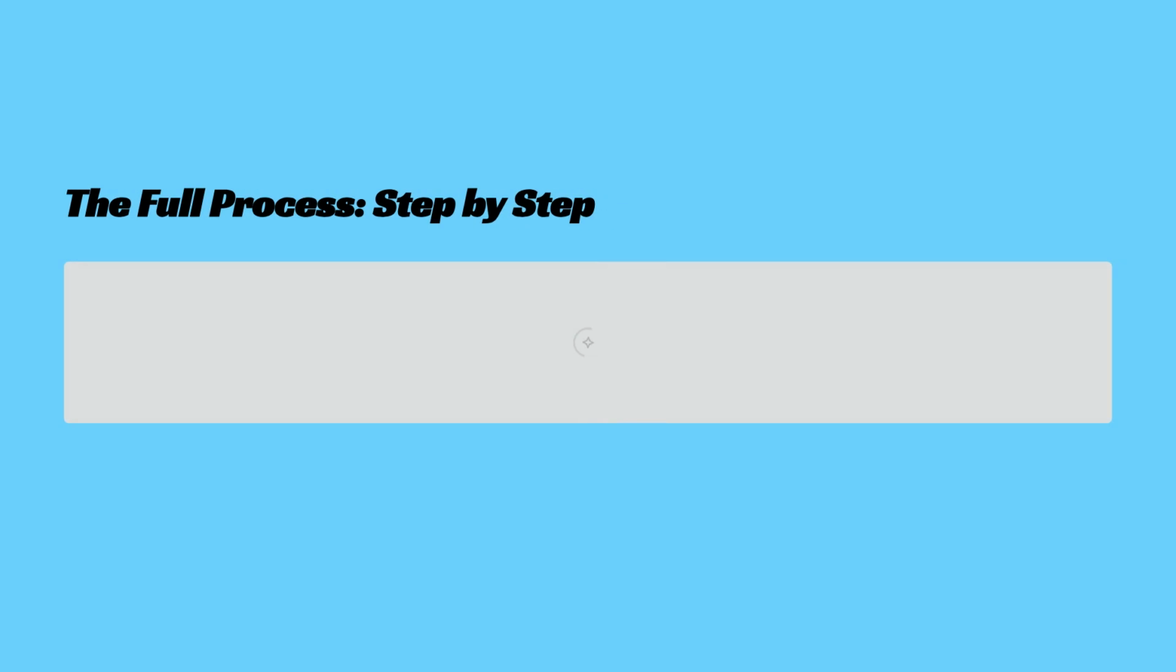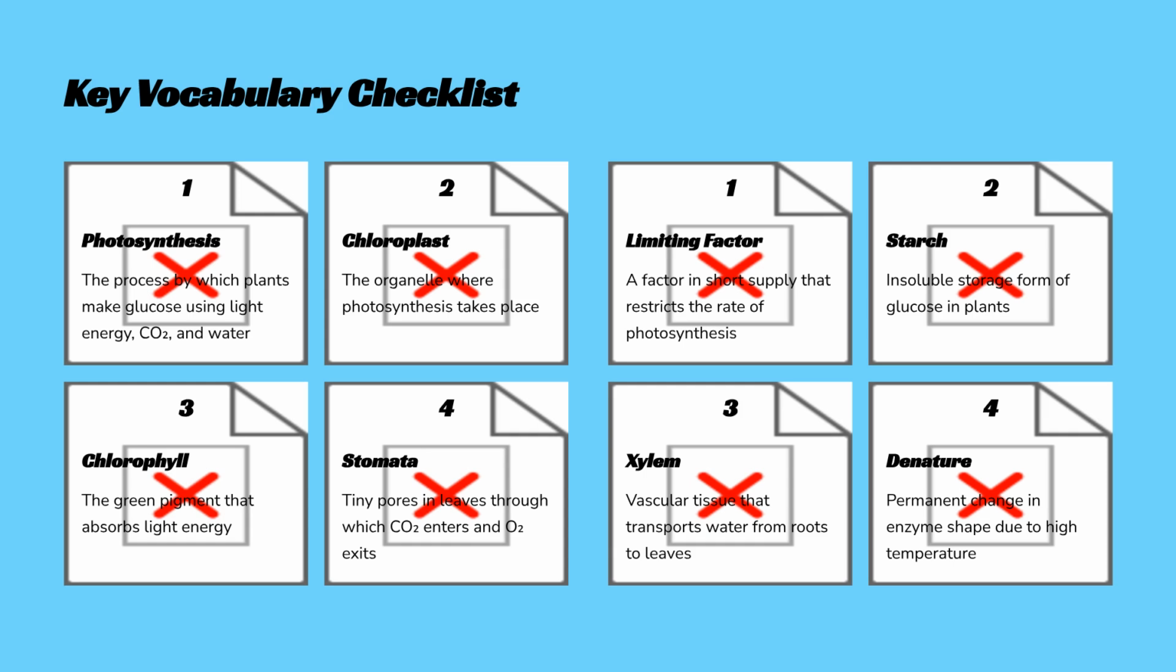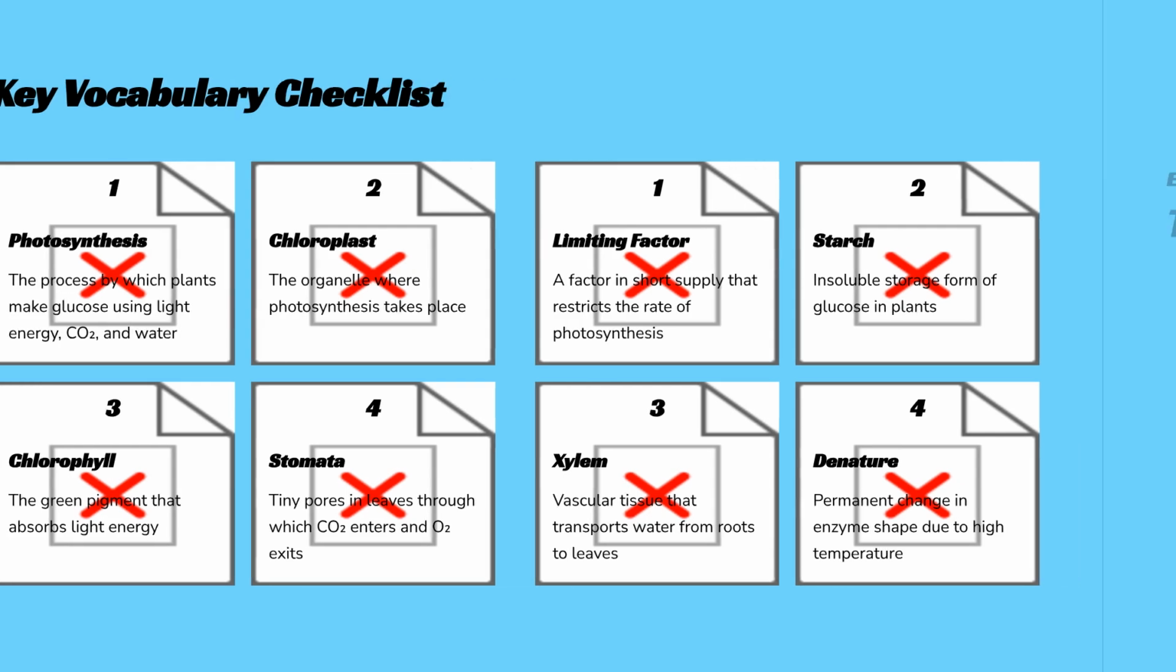This flowchart summarizes the full process, linking the inputs, structures, and outputs of photosynthesis. It is perfect for describing the entire process in a longer exam question. Here is a key vocabulary checklist. Make sure you can define terms like photosynthesis, chloroplast, chlorophyll, stomata, limiting factor, starch, xylem, and denature for your exams.